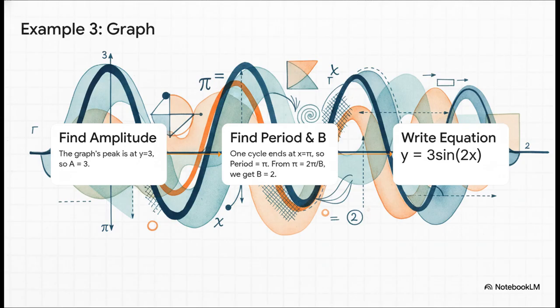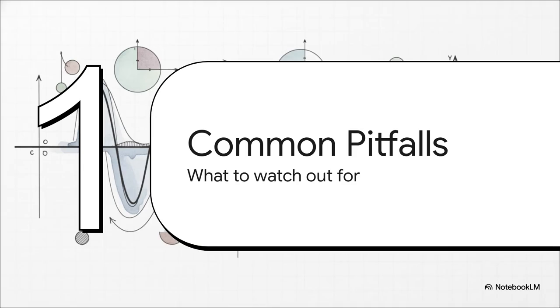Now we can use that to find b. We set up our formula. Pi equals 2 pi over b. And if you solve that, you get b equals 2. So we just assemble our equation. y equals 3 sine of 2x. Not so bad, right? Okay, we've done a bunch of right answers, but now let's talk about the 2 most common traps I see people fall into. If you can avoid these, you're golden.